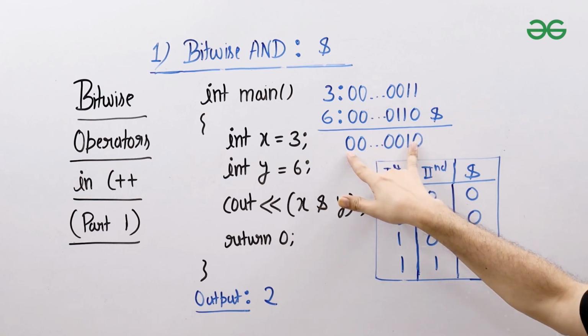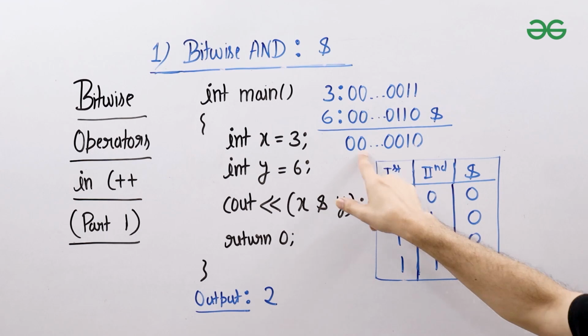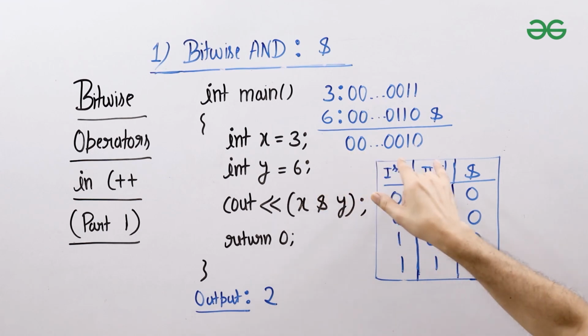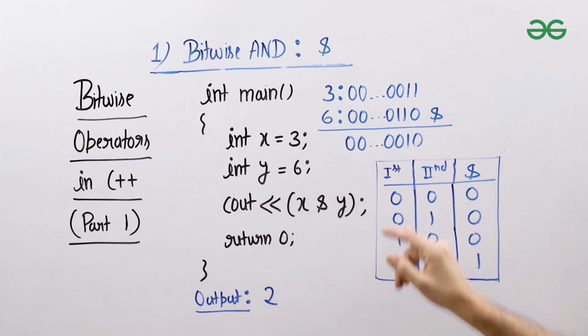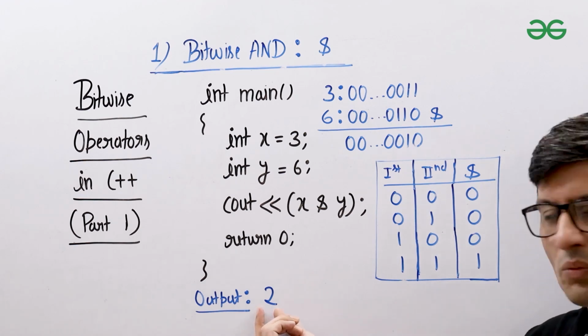So what is the decimal representation of this number? See, all these are 0. 30 bits are 0. The last 2 bits are 1, 0. And this is the binary representation of 2. That's why we get the output as 2.